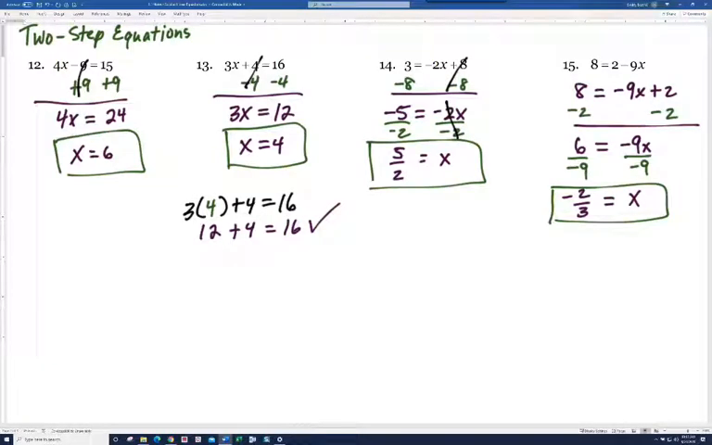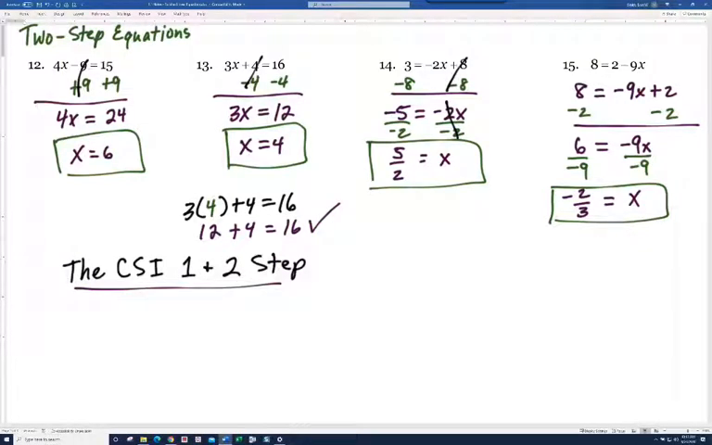All right, so we just finished solving one and two-step equations, which is our foundation for solving linear equations. And so now we're going to move on to multi-step equations. And so I want to show you the approach that I'm going to be using. And it's what I call the CSI One and Two-Step.